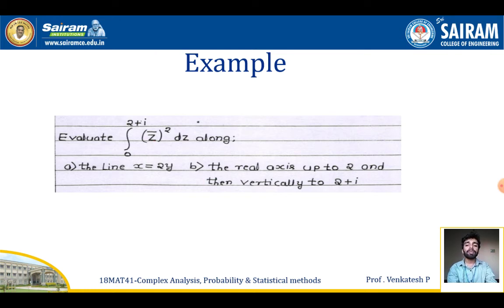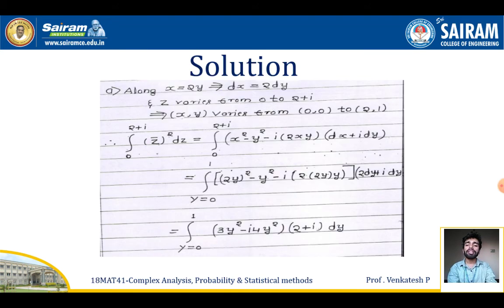Now dz is nothing but dx plus i dy, and in the first case we have to take the line x is equal to 2y. So we'll see how to use the first line equation x is equal to 2y. Let me take the curve x is equal to 2y and differentiate it. It means that in the problem I'm converting all the x variables in terms of 2y.